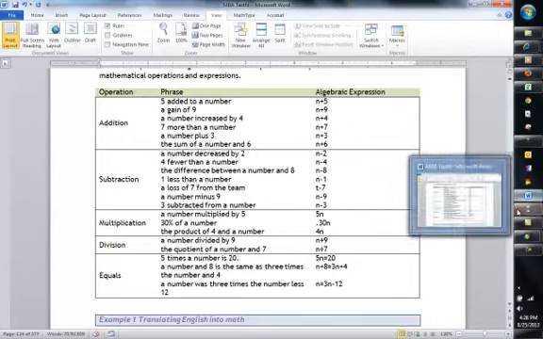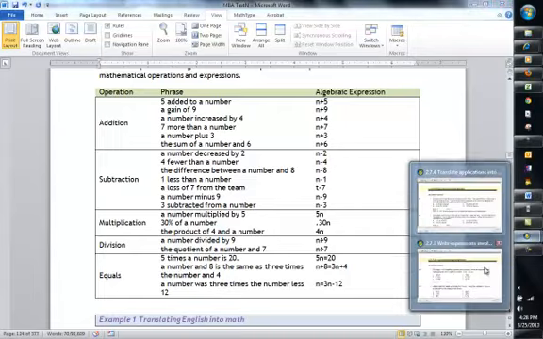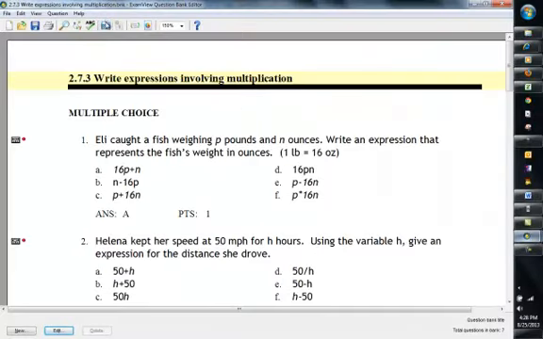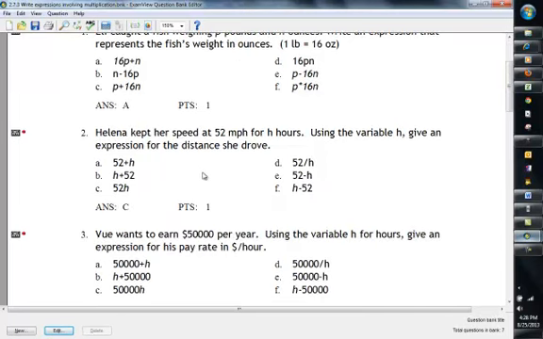For section 3, same kind of a thing. Write expressions involving multiplication. Eli caught a fish weighing p pounds and ounces. We want the weight in ounces. Since there's 16 ounces in a pound, it will be 16 times the number of pounds plus the number of ounces.